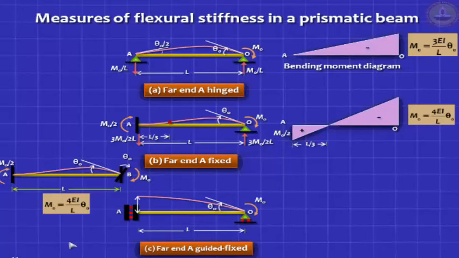Okay, last one. Here we have what is called a guided fixed support at the left end. So here you are preventing the rotation, the slope at A must be 0, but you are allowing free translation. It can move up and down. And now you are applying M naught at the right end. Tell me, is this going to be stiffer than case B and case A, or will it be more flexible? What's your feeling? And how do you find out? So there is one way to understand that picture.